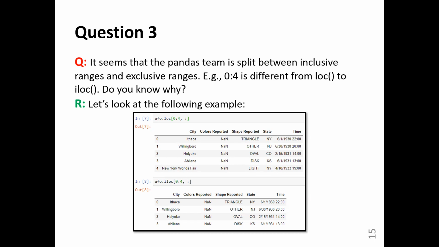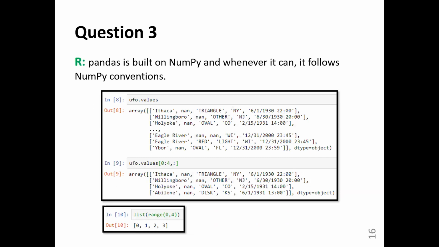Guys, did you follow so far? iloc follows the principles of NumPy and Python. But look at this one. If you say UFO dot values, NumPy-style, and you say 0 all the way to 4, then what's going to happen? It's going to show you 0, 1, 2, 3, but not 4. It's exactly NumPy. And this is very important: when you say iloc, you are using the Pandas version of this NumPy.